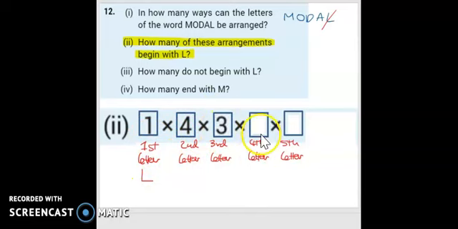When we move on to the fourth letter, we've already chosen 3 letters. So 5 take away 3 leaves us with 2 letters left to choose from for the fourth letter. And when we move on to the fifth and final letter, we've already used 1, 2, 3, 4 letters. 5 take away 4 leaves us with 1 letter to choose from for the fifth letter. And the question said how many, so we multiply 1 times 4 times 3 times 2 times 1, and we get 24. So there's 24 arrangements that begin with the letter L.